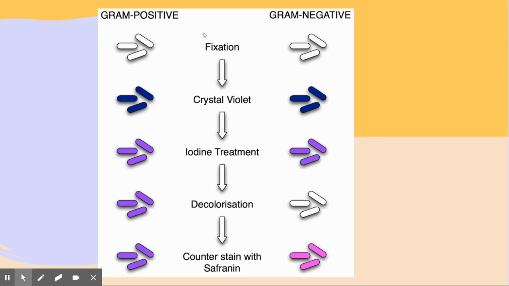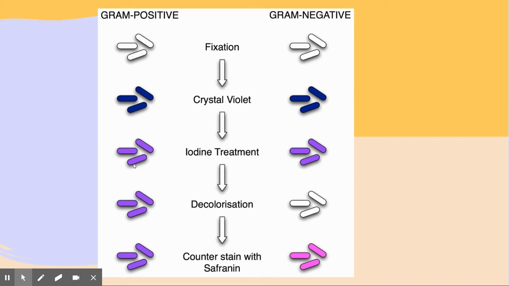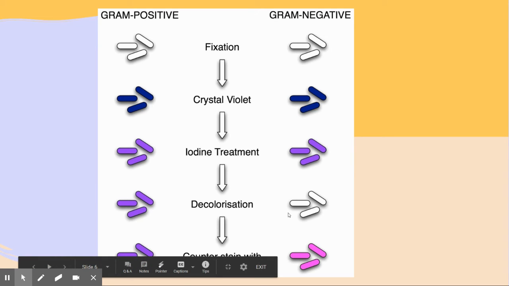And then what happens is you give them an iodine treatment. And that iodine treatment essentially helps keep that stain in. It helps set that stain into the cell wall, because we're staining the cell wall. But if you are gram positive, when you put the decolorization onto it, it'll stay purple. If you have two cell walls, it will actually remove the stain. So what you're doing here is crystal violet is the dye, iodine is treating it.